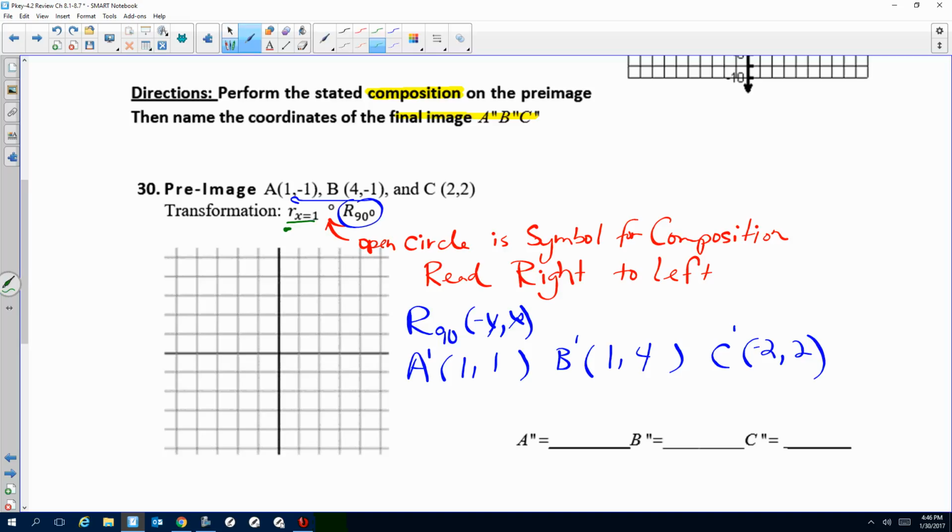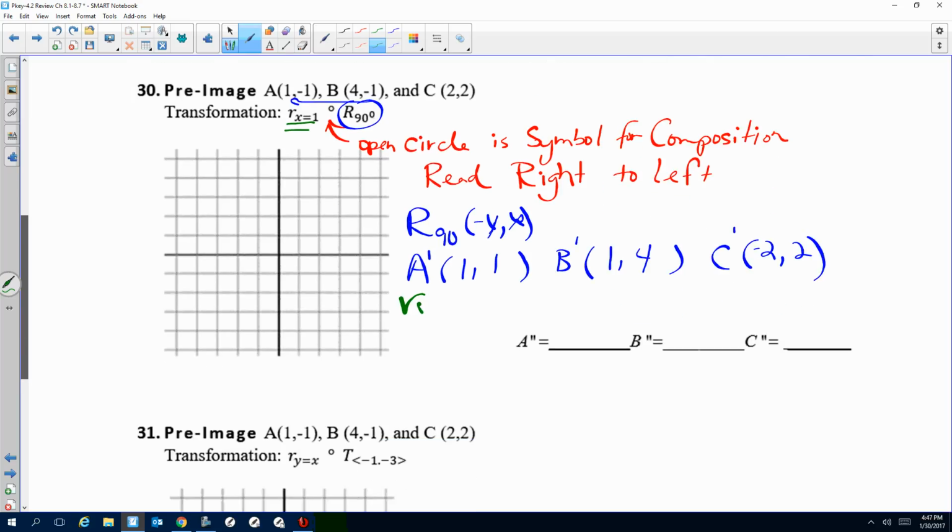So the next one that comes is the reflection of x equals 1. Okay? Lowercase reflection x equals 1. Now, this is a line. So what I'm going to do is I'm going to graph my prime points. So here's 1, 1. That's my A prime. 1, 4. That's my B prime. And negative 2, positive 2. That's my C prime. Connect them in order. A, B, C. That's the triangle we're making. And now we got to graph this line x equals 1. So I go to the x-axis, go where the 1 is, and we're going to graph that line. This is a vertical line.